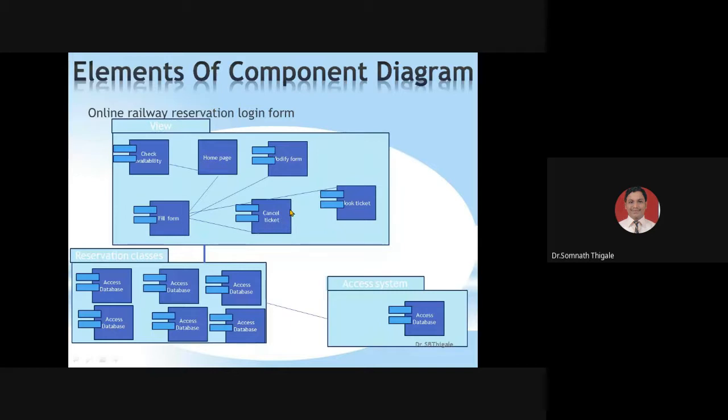If we take the example of this online reservation login form, this will be considered for the reservation class, this will be considered for the access class. So these are the different classes, these are the different packages, and based on the packages we have done the component diagram. So if any doubt regarding the component diagram, please let me know.